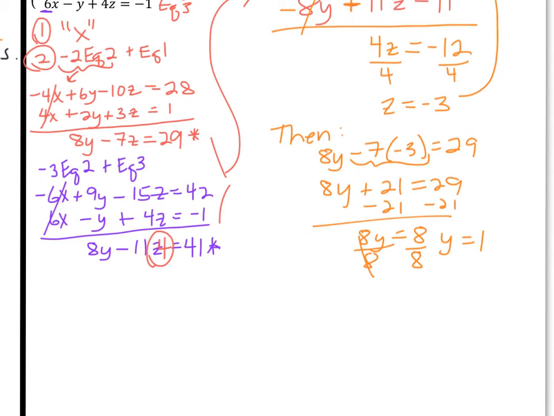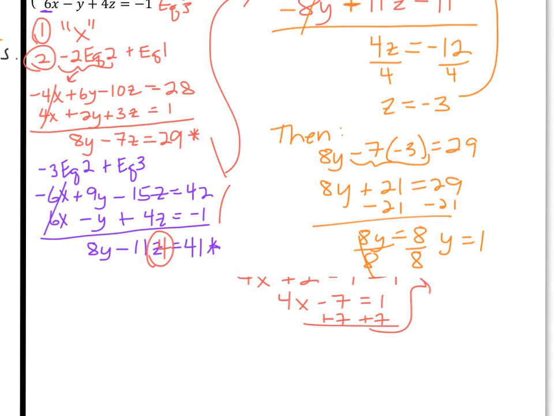But if I take plus 2 times y, that's 2 times 1, plus 3 times z, which is negative 3, equals positive 1 on the right. And now we just have to solve for x. 2 times 1 is 2. 3 times negative 3 becomes negative 9. 2 minus 9 is negative 7. To get x by itself, I'm going to add 7 to each side.